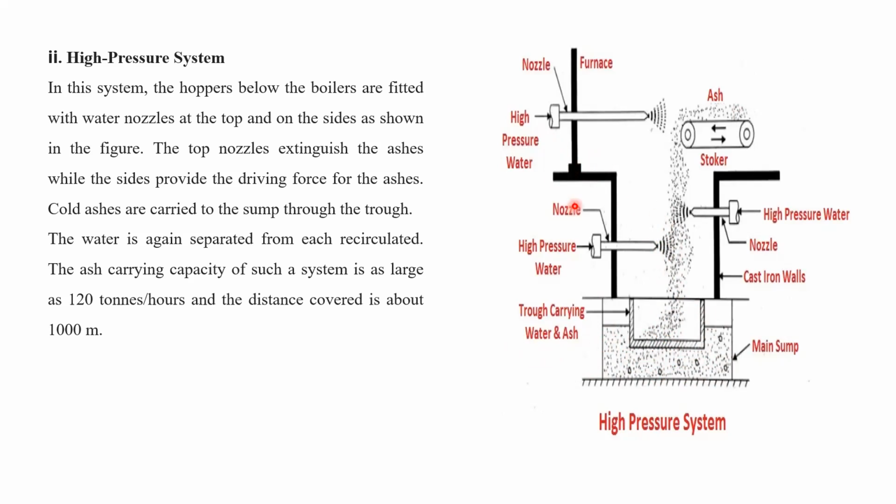The function of this first nozzle or ejectors on the upper side is to extinguish the ash, because it is very hot when falling down. So first the extinguishing of the ash takes place in the first nozzle set, and then while falling down, the ash mixes with the water, and with the high velocity of water, it is sent through the troughs to the main sump.